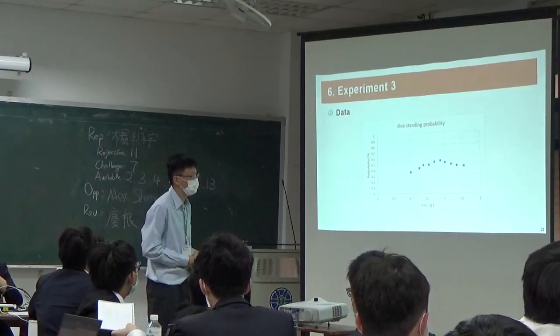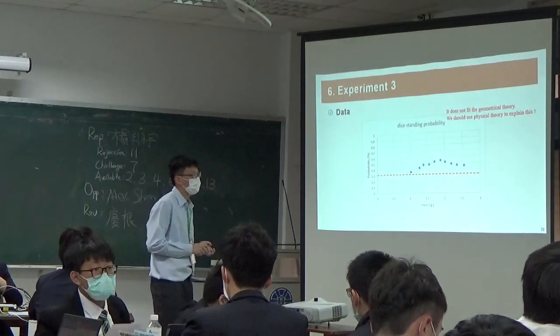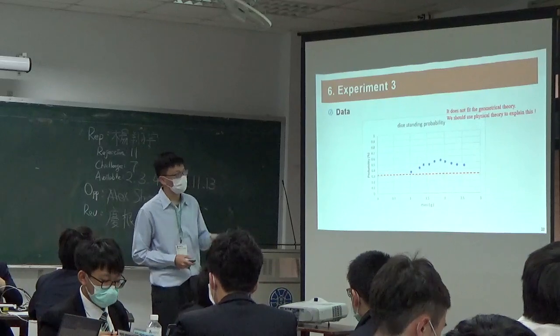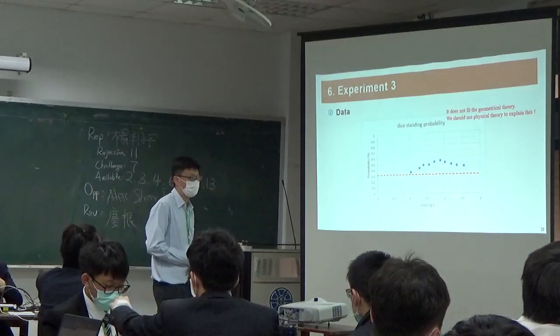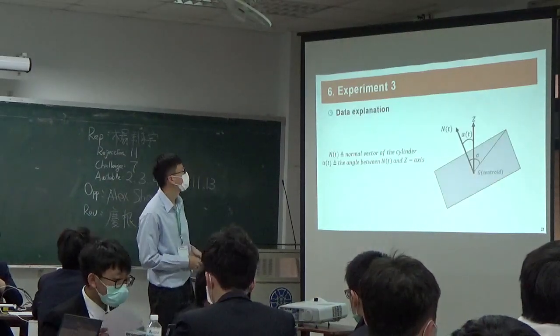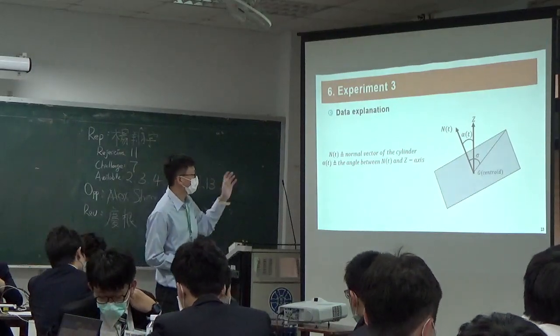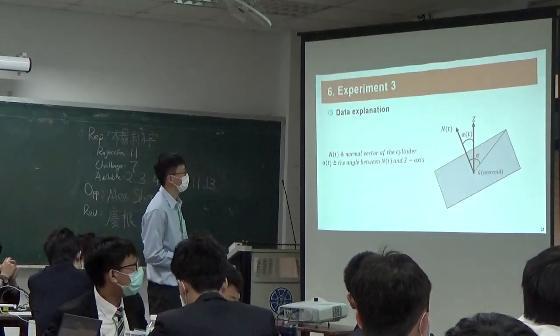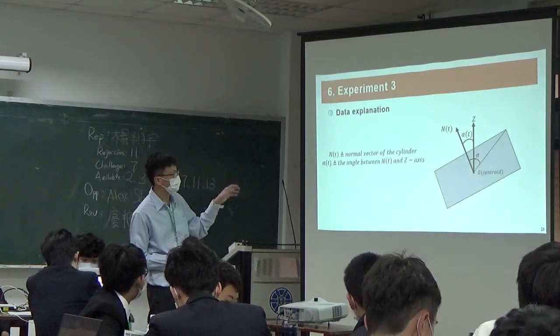And this is our data in a real experiment. In the real experiment, we find that it does not fit the geometrical theory. So we need to use some physical theory to expand this. And this is the model we use. N of t is the normal vector of the cylinder, and alpha t is the angle between N of t and the z-axis.